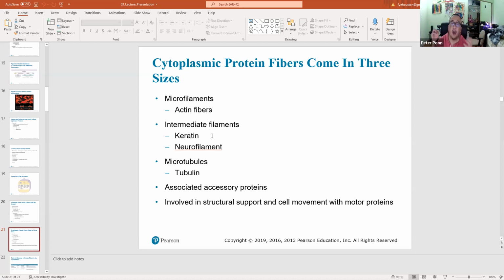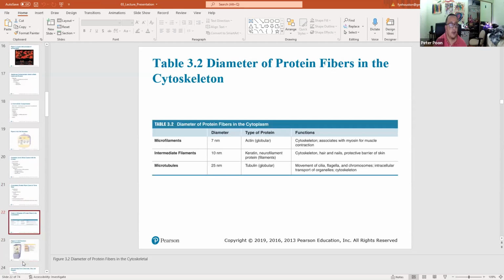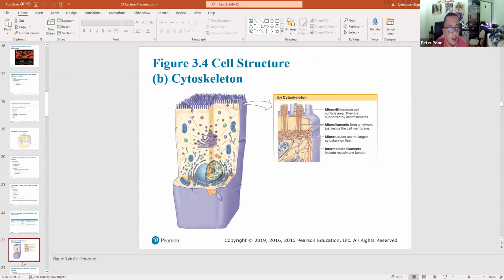And then microtubules also allow the cell to move the bigger components, and they also count as the freeway system inside the cell. So when things move inside the cell, they don't just float around. They actually move around through these microtubules.